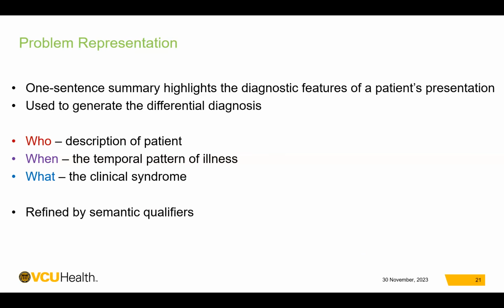So a problem representation, just as a review, is a one-sentence summary that highlights the diagnostic features of a patient's presentation. It's used to generate the differential diagnosis. Namely, it's the who, when, and what of your patient. It's the description of your patient, including pre-existing conditions or predisposing situation. It's the when, the temporal pattern of illness, and then the clinical syndrome or what their symptoms are. We can refine it using semantic qualifiers, words like acute, chronic, intermittent, progressive, and this helps you compare it with illness scripts as you go.